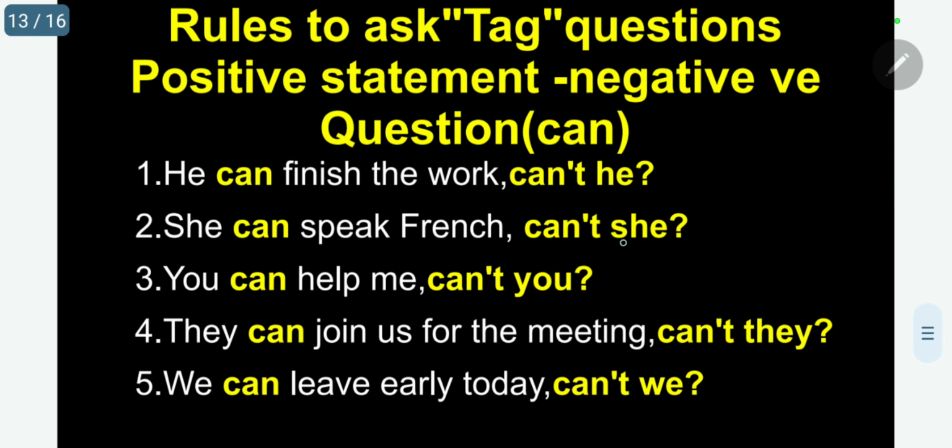Next, I am going to use the secondary auxiliary or modal verb can. I can use can. He can finish the work. He can, statement positive. He can finish the work.